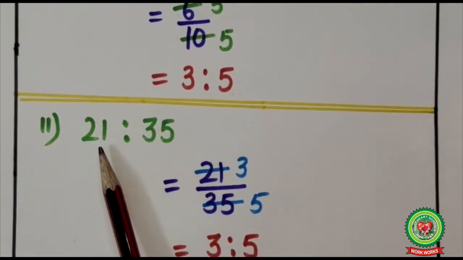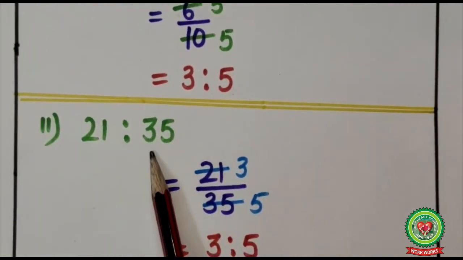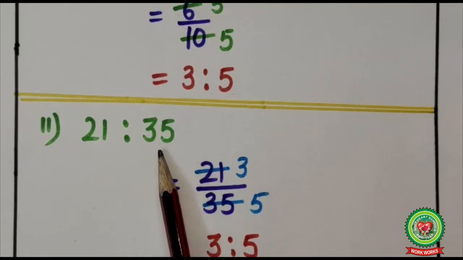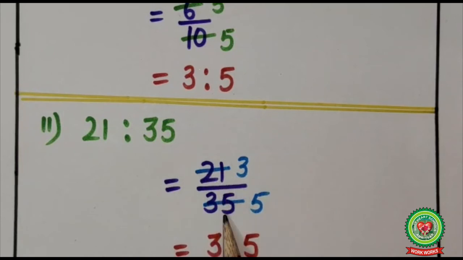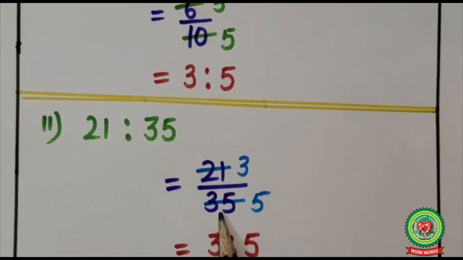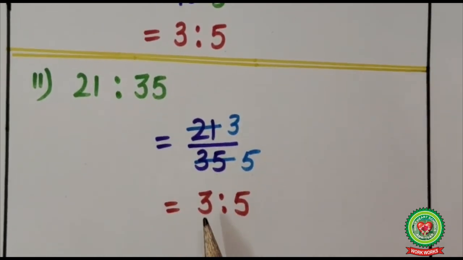Now see one more example. Here we have to express 21:35 in simplest form. We can write it as 21/35. In which common table do they both come? 7 threes are 21, 7 fives are 35. So in ratio it will be 3:5.